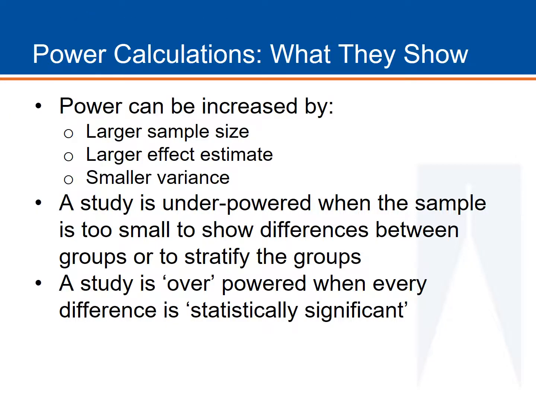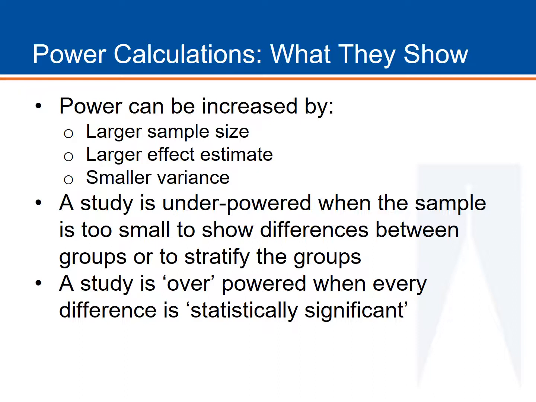What power calculations show us is that power can be increased by increasing the sample size, by the expectation of a larger effect estimate, such as a larger odds ratio, risk ratio, or a larger mean difference, or a smaller variance in the underlying population. A study is underpowered when the sample size is too small to show differences between groups or to stratify the groups. However, there is such a thing as a concept of being overpowered, and although that's not part of our analysis or it can't be tested statistically, that happens when every small difference you see is statistically significant.